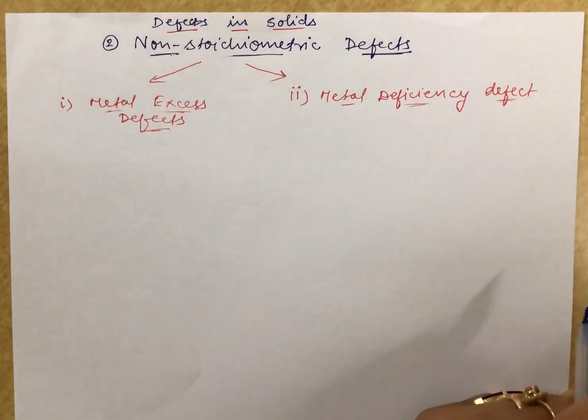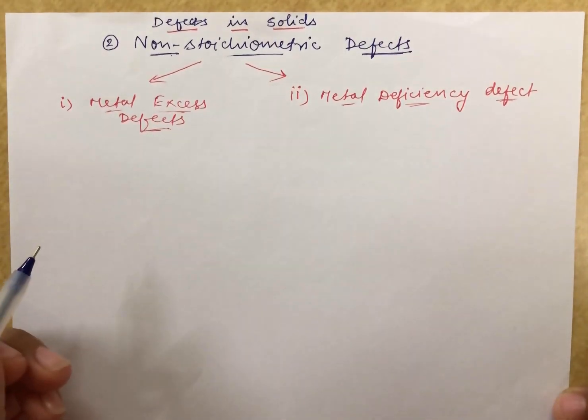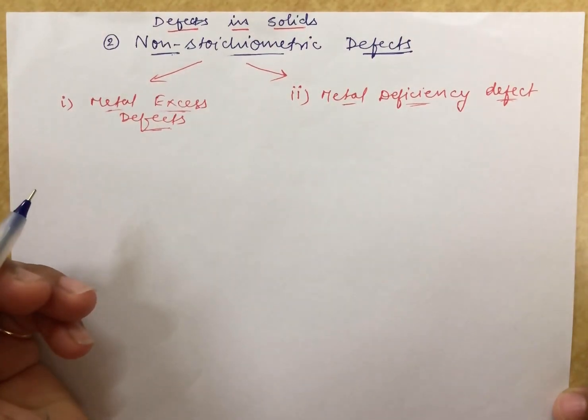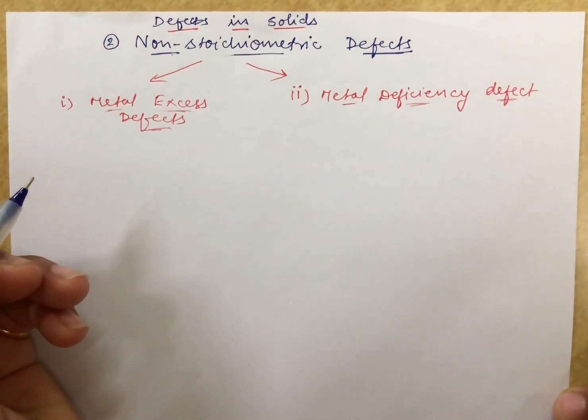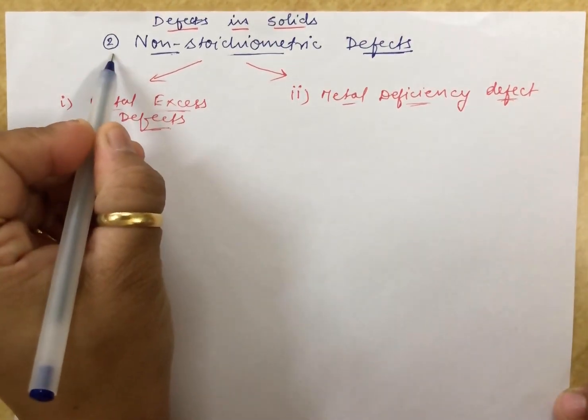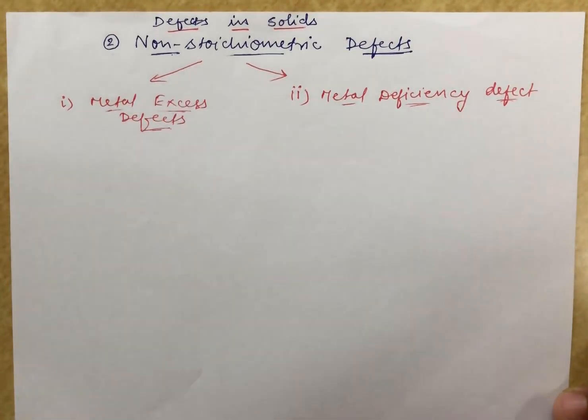And in my last video, we discussed defects in solids, and you know that we discussed point defects. Point defects were of three types: stoichiometric defect, non-stoichiometric defect, and impurity defects. In my earlier video, I discussed stoichiometric defect. Now let us discuss the second one, that is non-stoichiometric defect.